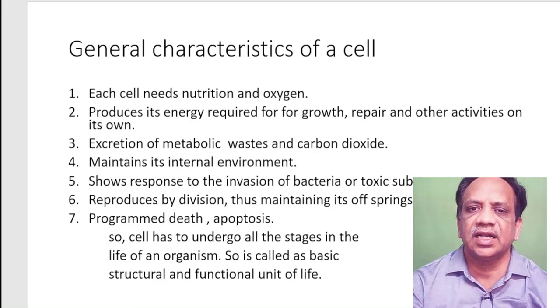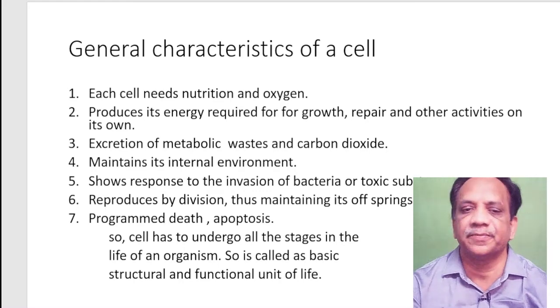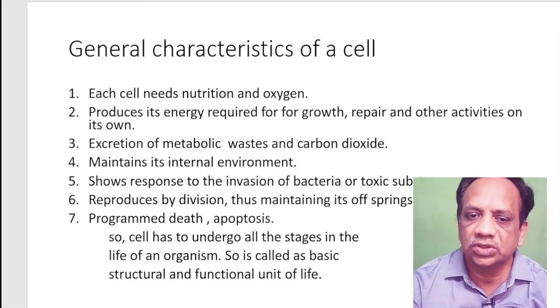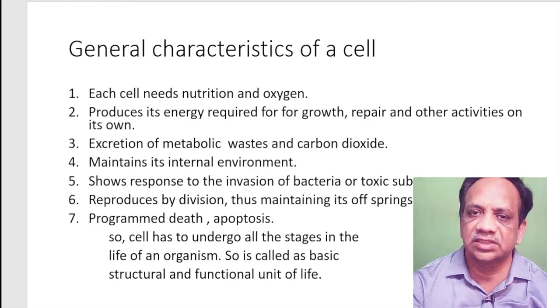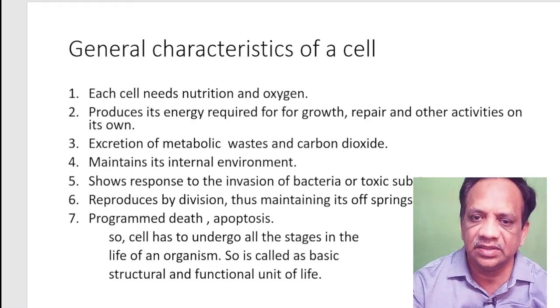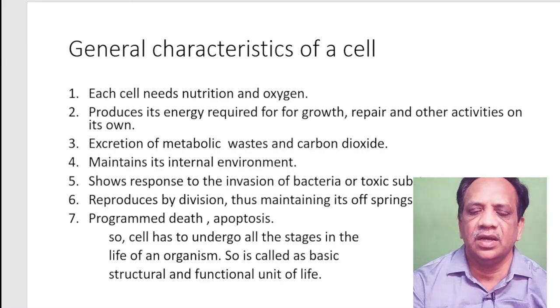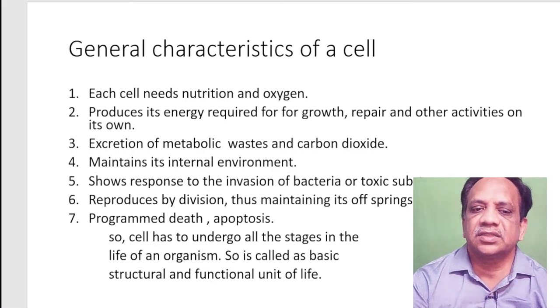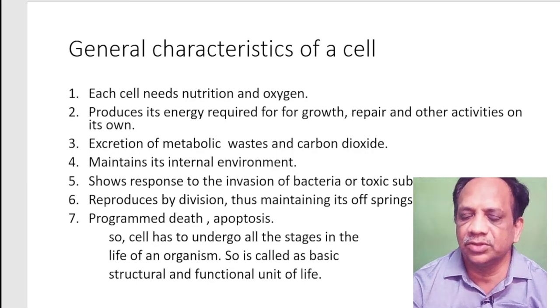If we see the general characteristics of a cell, each cell needs nutrition and oxygen. It produces the energy required for growth, repair and other activities on its own. Excretion of metabolic waste and carbon dioxide has to be done, and the cell has to maintain its internal environment. The cell responds to the invasion of bacteria and toxic substances, and it reproduces by division, thus maintaining its offspring. And after division, it may die.